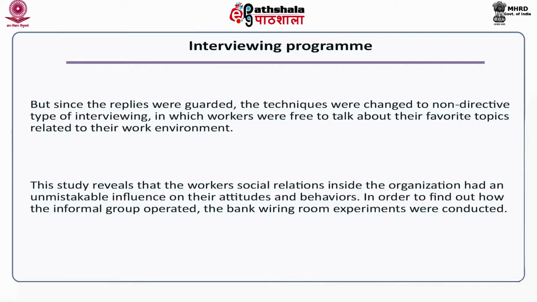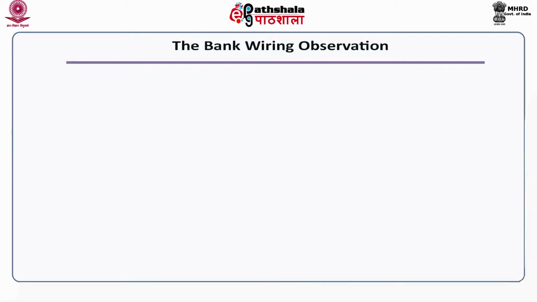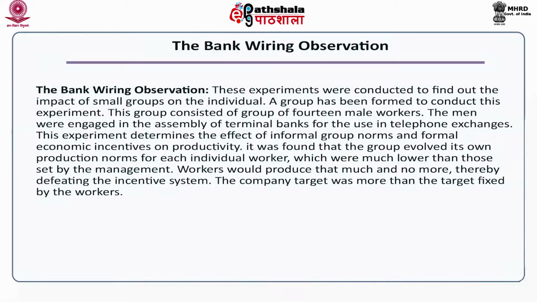In order to find out how the informal group operated, the bank wiring room experiments were conducted. The bank wiring observation. These experiments were conducted to find out the impact of small groups on the individual. A group was formed to conduct this experiment. This group consisted of 14 male workers. The men were engaged in the assembly of terminal banks for use in telephone exchanges.